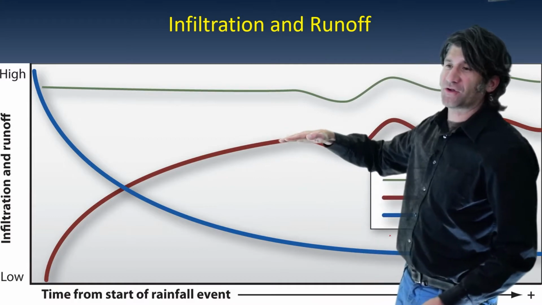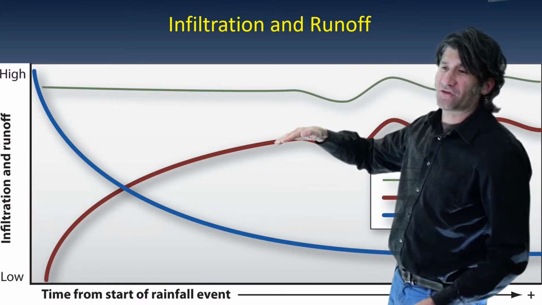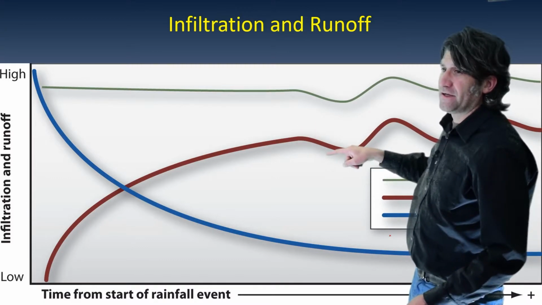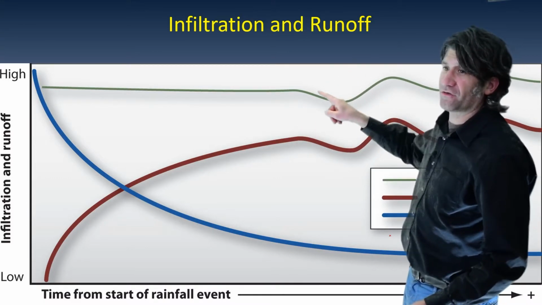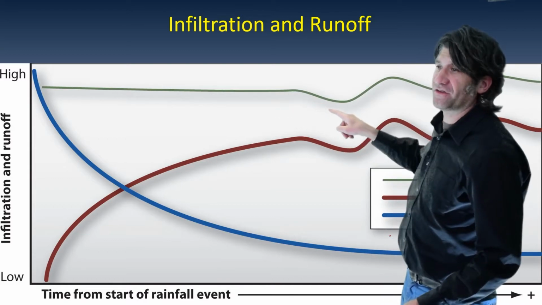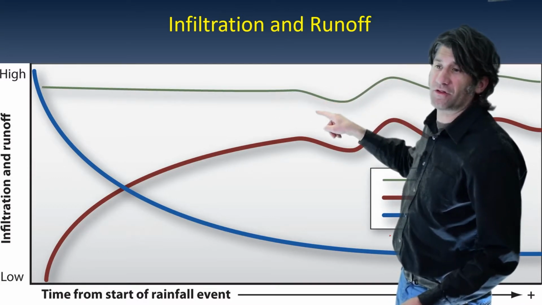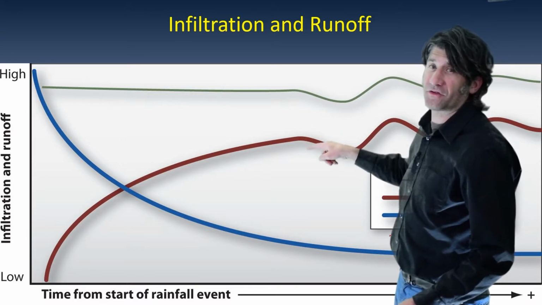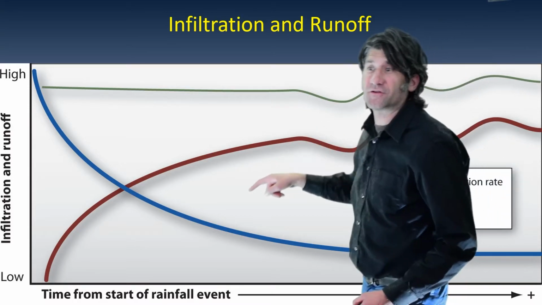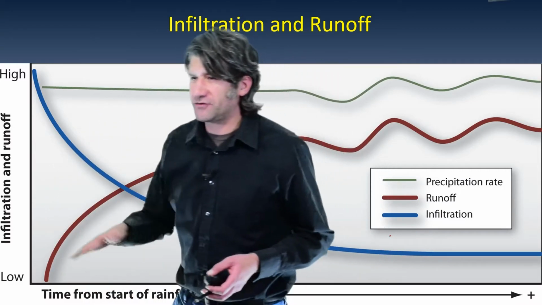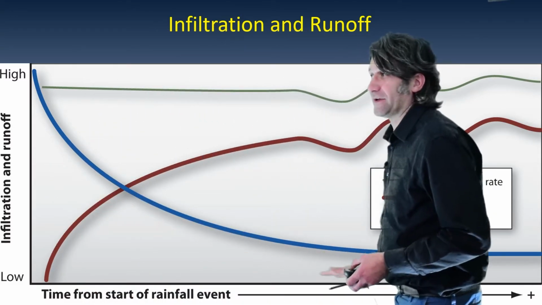And then eventually, once we reach the steady state saturated soil, these little squiggles up here are associated with variations in rainfall. So the green line is the amount of rainfall. Here we've got a little lull in the storm that causes a decrease in the amount of runoff. Sorry, I said infiltration rate, but I mean the amount of runoff.